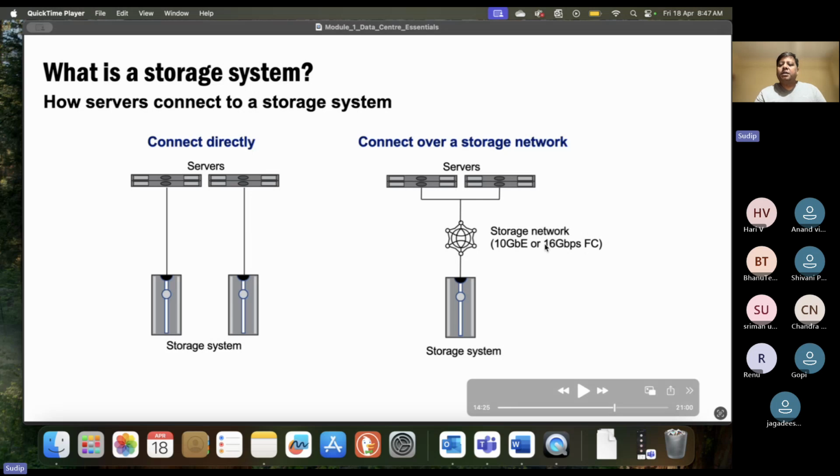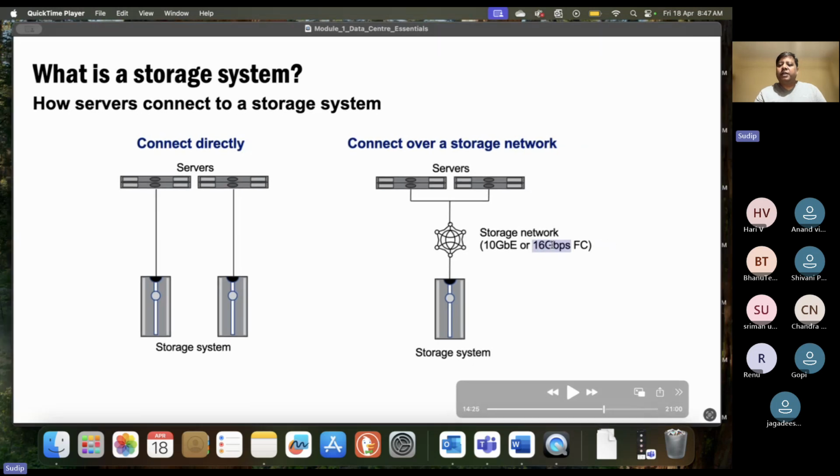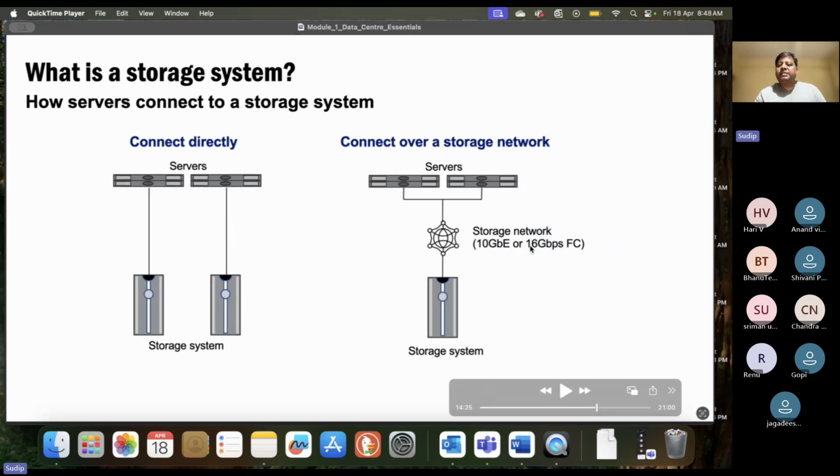Then you see this also, right? It is written as 16 Gbps, but another two letters are added there, FC. Okay, Fibre Channel. FC stands for Fibre Channel.